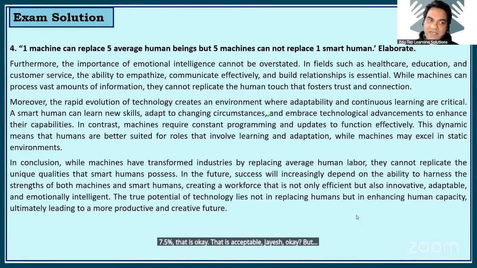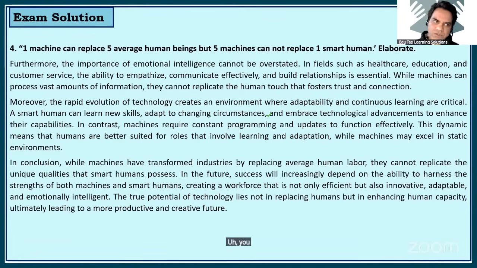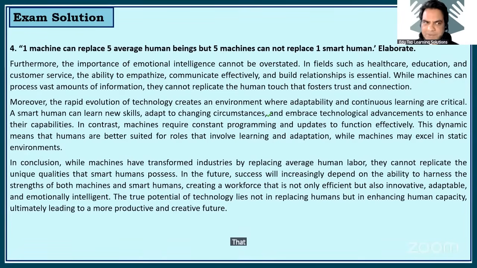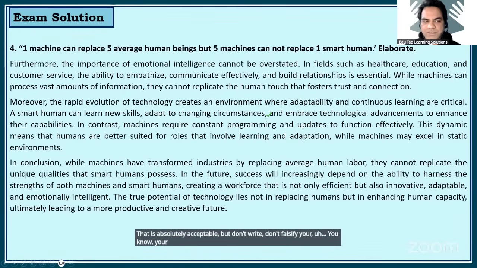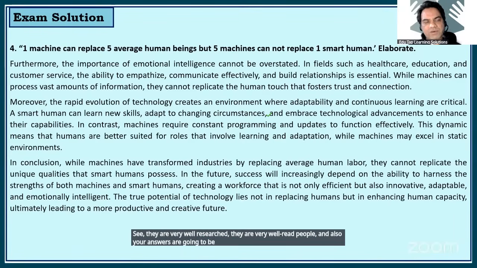But you can't lie in your facts because they are evaluated by human beings as well. You can write a range or you can write an approximation, Sanket. Yes, in between 7 to 8, that you can write. That is absolutely acceptable. But don't falsify your information, because don't think that the person who is evaluating your answer is a fresher out of college. They are very well researched, very well read people, and also your answers are going to be evaluated through software as well.